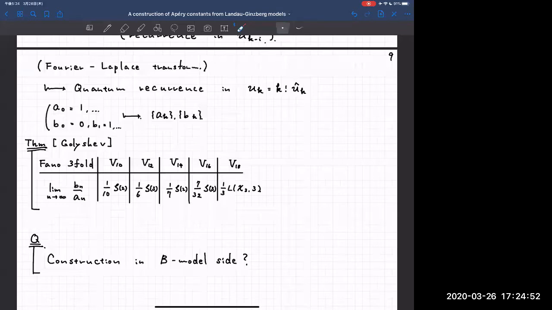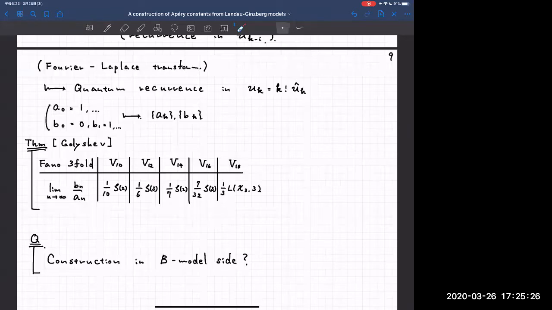By using this quantum recurrence, Golyshev actually checked that for each of the above five kinds of Mukai threefolds, V10, V12, V14, V16, V18, we obtain a certain special value of the L-functions. I want to say they are the Apéry constant corresponding to the given Fano threefold. For example, for V12, we obtain 1 over 6 zeta 3. So here we obtain the zeta 3, the original zeta 3 in Apéry's proof.